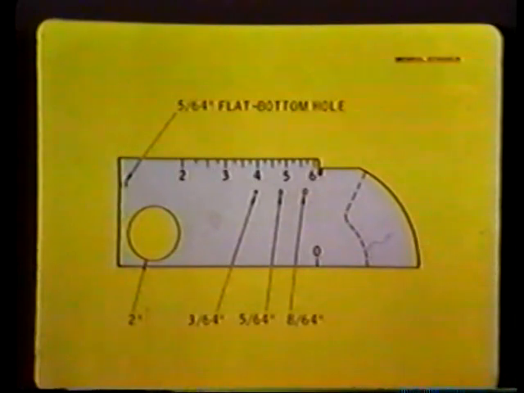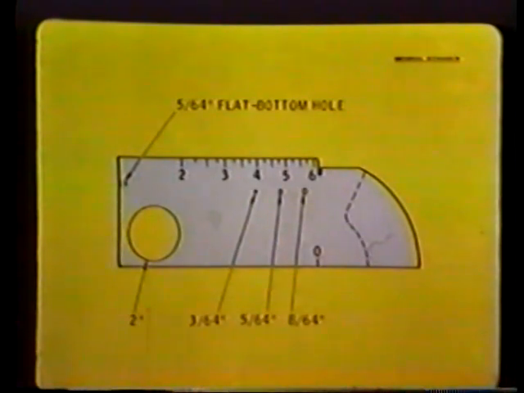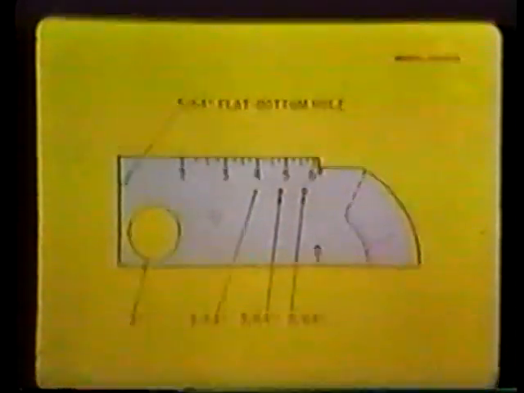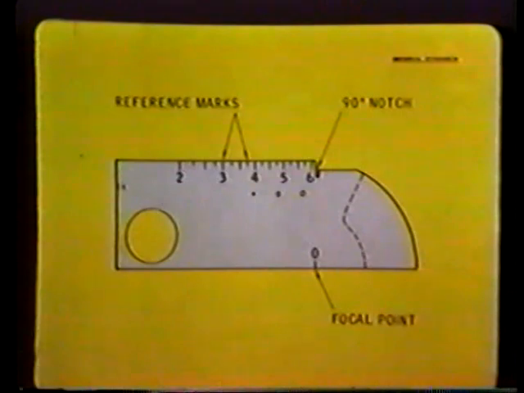5 holes of various diameters are drilled in the block, 4 of which pass through the block. The 5th hole is flat-bottomed. Reference marks are engraved in the front and back sides. A focal point reference is positioned opposite a 90-degree notch.